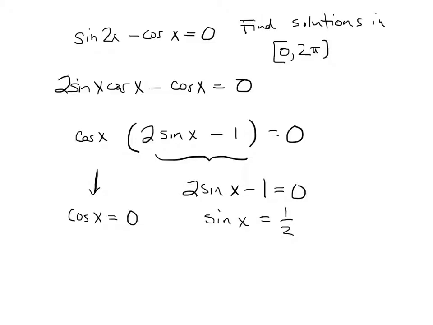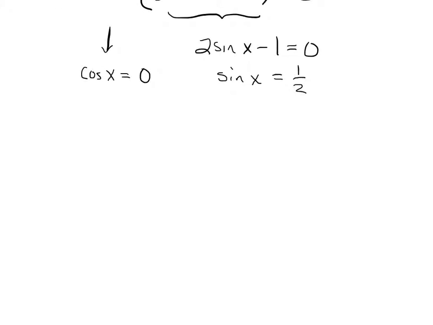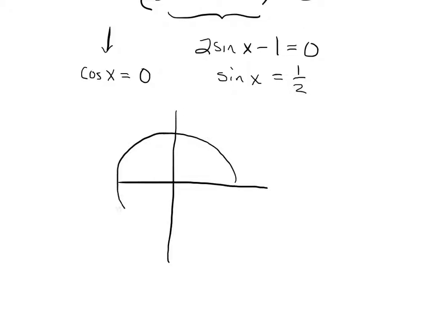We're asked for answers in 0 to 2 pi, which means it's unit circle time. If I'm looking for cosine x equal to 0, that's the x-coordinate equal to 0. That happens here and here. So x is pi over 2, and x is 3 pi over 2.